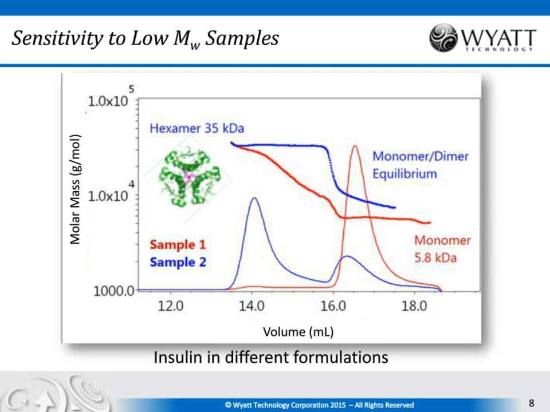The blue formulation, sample number 2, has primarily hexamers. That's the peak at about 14 milliliters. And it has an additional peak later on at about 16, 17. And the light scattering shows us that the molecular weight changes over that peak. Again, that's due to dynamic equilibrium between monomers and dimers. And we can see that all clearly, even at these low molecular weights.